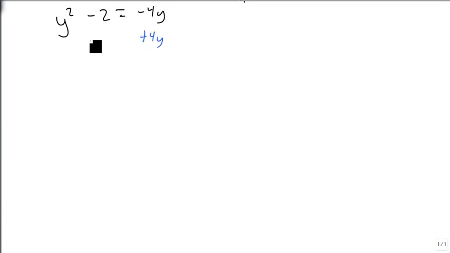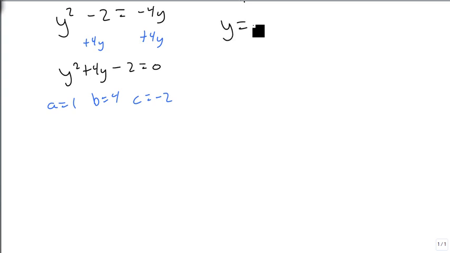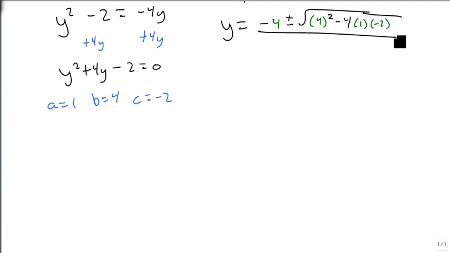As another example, suppose we have y squared minus 2 equals minus 4y. Our first step is to make sure that we get everything on one side. So y squared plus 4y minus 2 equals 0. So a equals 1, b equals 4, and c equals minus 2. Now we let y equal minus b plus or minus the square root of b squared minus 4 times a times c. I'll make our radical a little bit bigger, all over 2 times a.